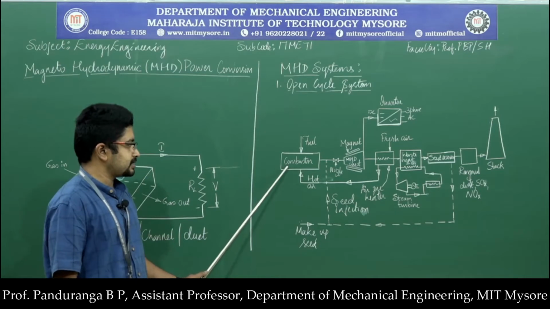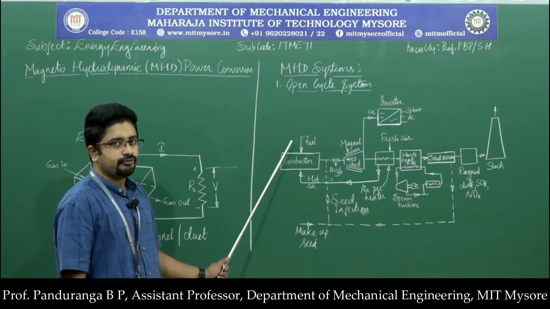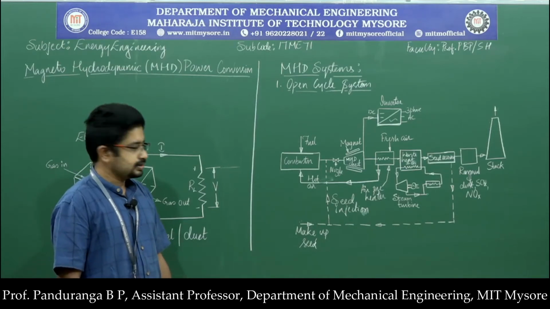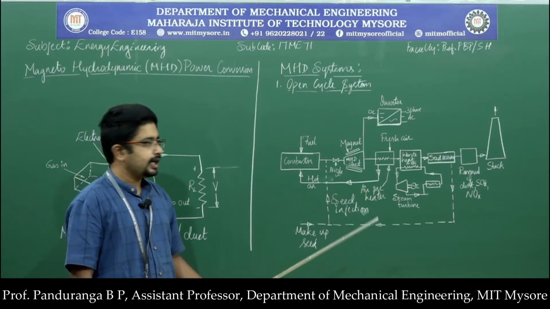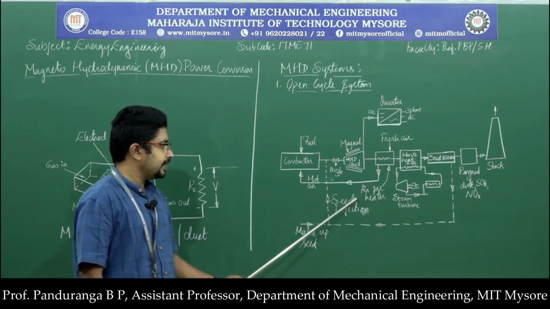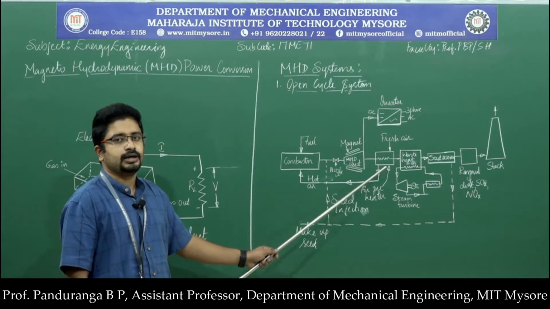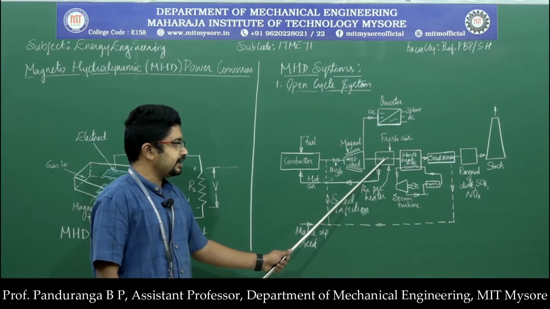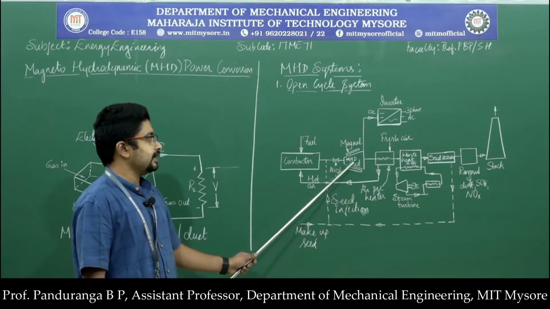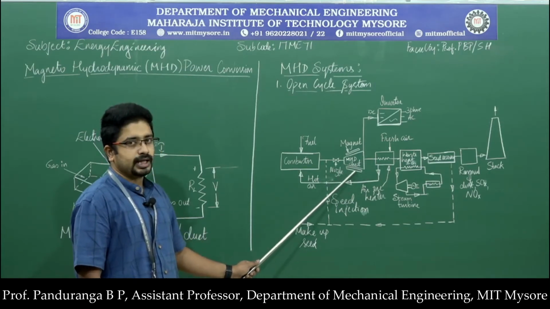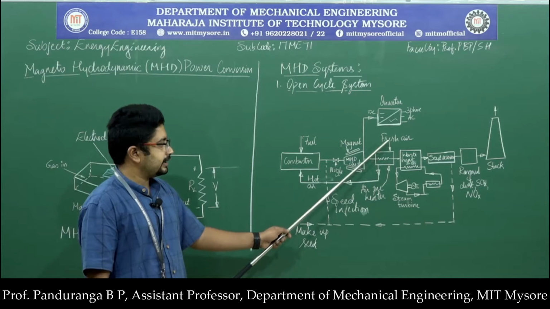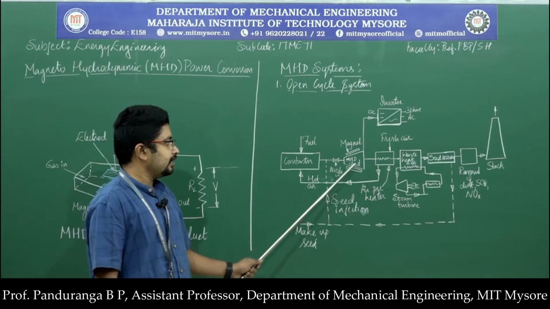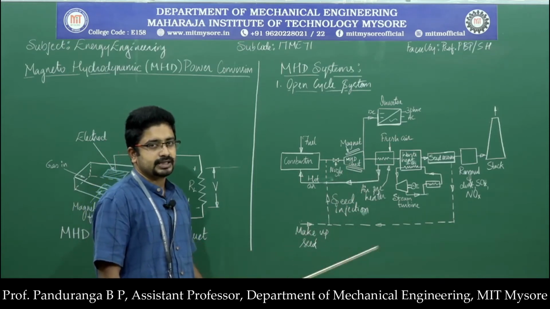In the combustor we burn fuel to produce high temperature gases. To burn the fuel, we need air, and that air will be supplied from the air preheater. This is the air preheater, which is a simple heat exchanger where fresh air is drawn in, and the hot gases coming out of the MHD duct pass through the ducts, and the fresh air passes over the ducts. The fresh air absorbs heat from the hot gases coming out of the MHD duct.